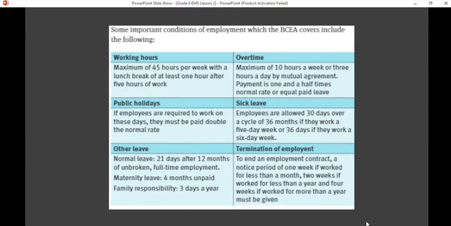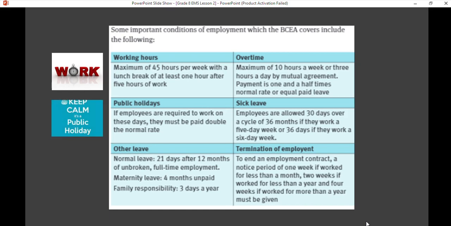So here's a few things that we can look at. Your working hours. There's a maximum of 45 hours a week. As I said, there must be a lunch break of an hour after 5 hours. Public holidays. That means if you work on that, you must be paid double the normal rate. Normal leave is 21 days for each year that you've worked, and that should be 21 consecutive days, which means it's technically 21 days. So from Monday to Sunday is 7, so 3 weeks of that.